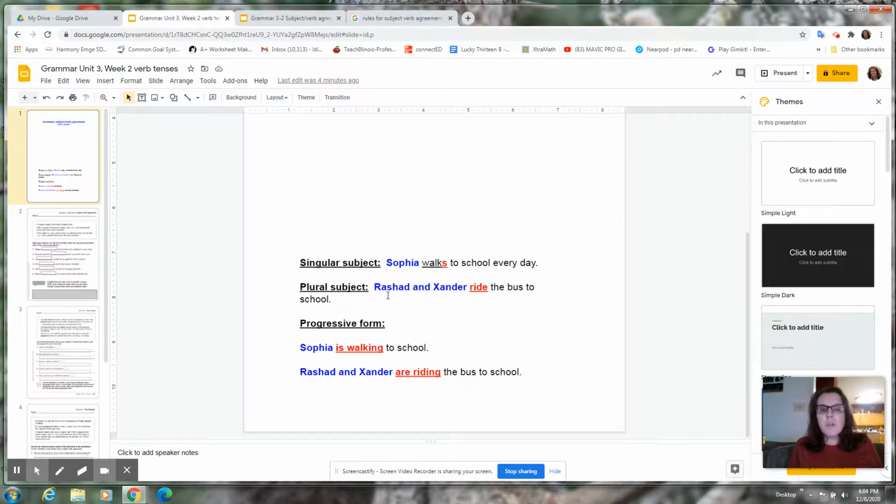If you look at this first sentence, Rashad and Xander ride the bus to school, that's an assumption that that's what they do every day. Here, it shows present tense. Rashad and Xander are riding the bus to school. Like I said, there are so many rules to learn about subject-verb agreement, but we're going to just start out with some basics this week, and hopefully this will not be too difficult for you all to catch on to.